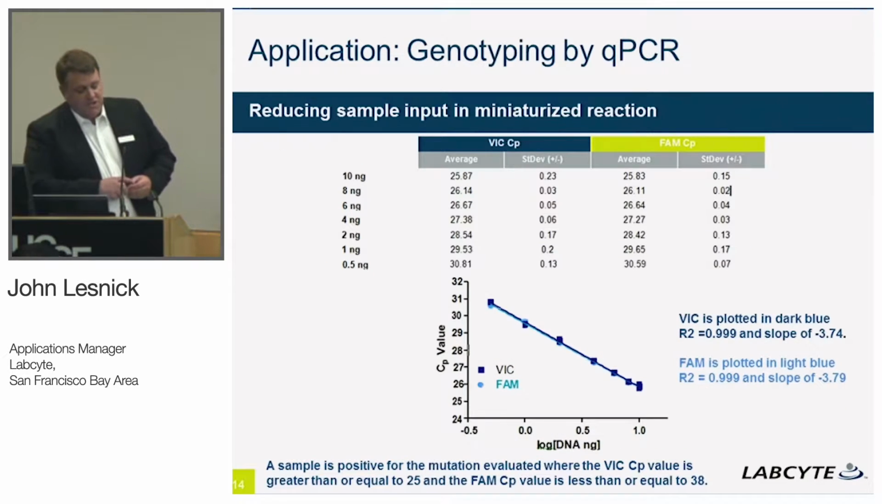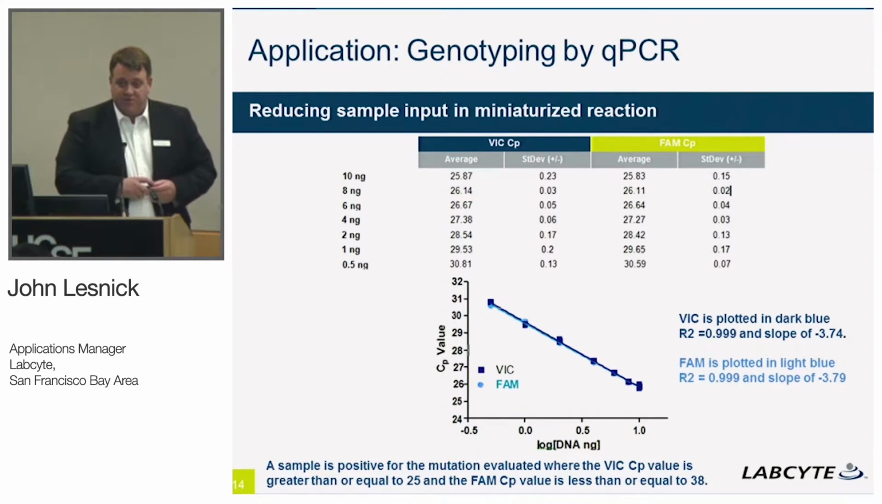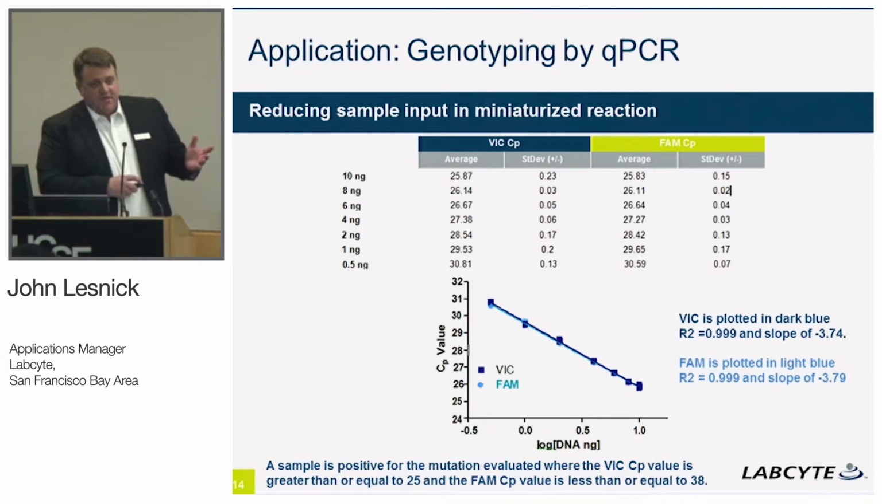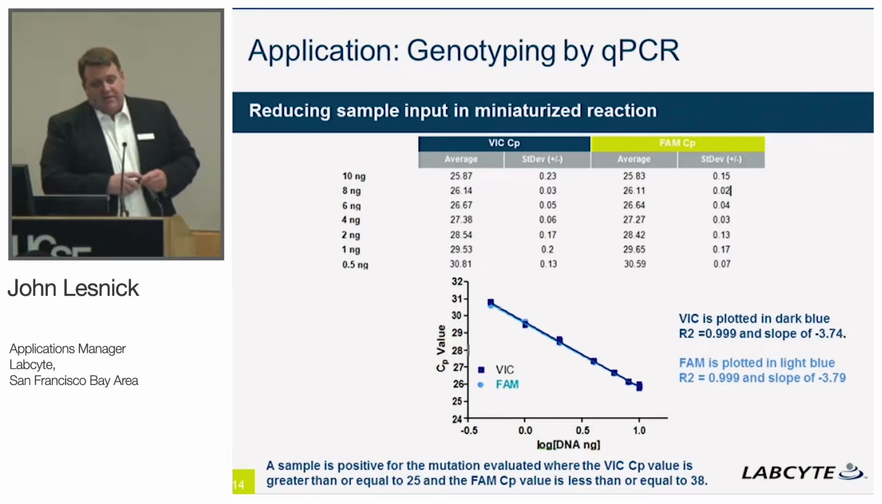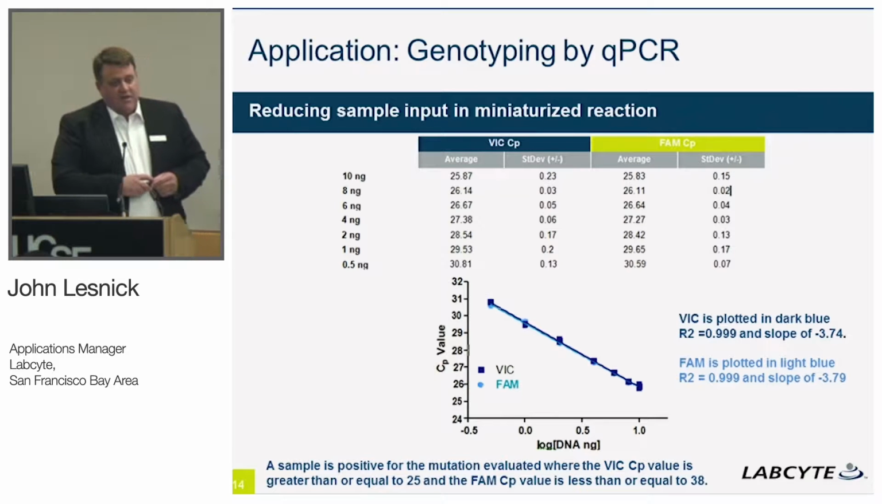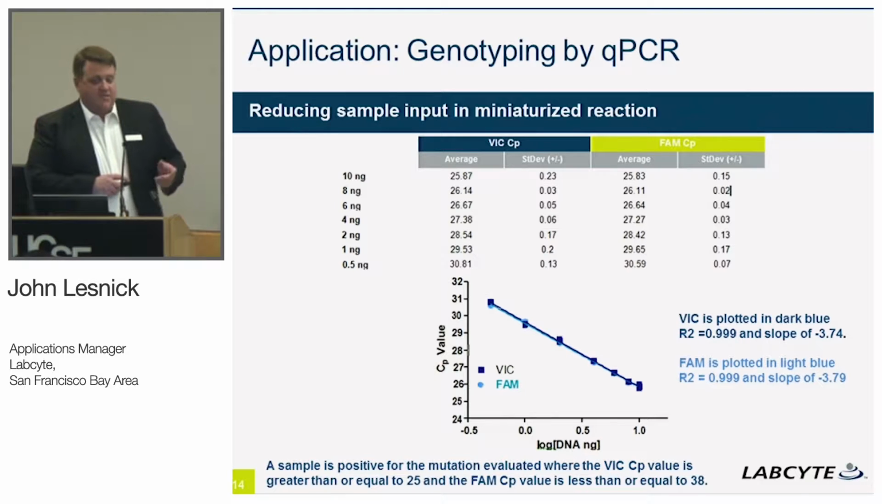So the first step really is to show how you can reduce the sample input in the miniaturized reaction. In this case, we're taking the control DNA. Using the Echo, we're going to transfer 10 down to half a nanogram per reaction well, and we're going to backfill with water. This is up to 900 nanoliters. At that point, we're going to add 600 nanoliters of our primer probe. In this particular case, it's E54K, E54Q in this case, and then top it off with a microliter and a half of master mix. We're going to cycle it.